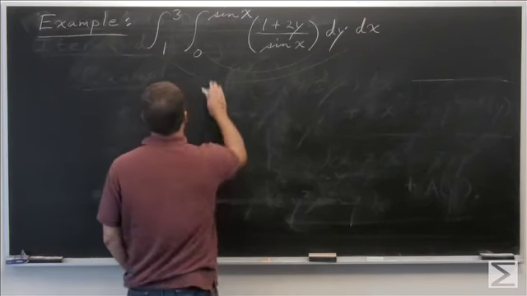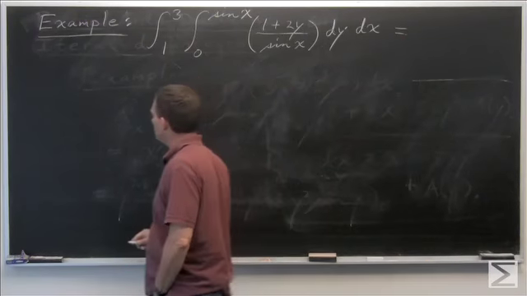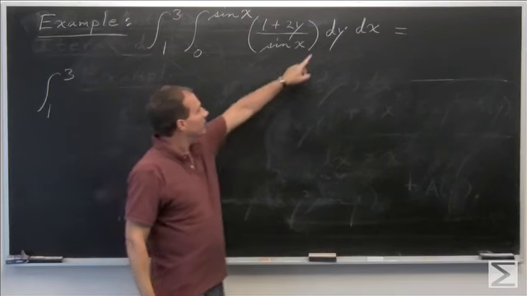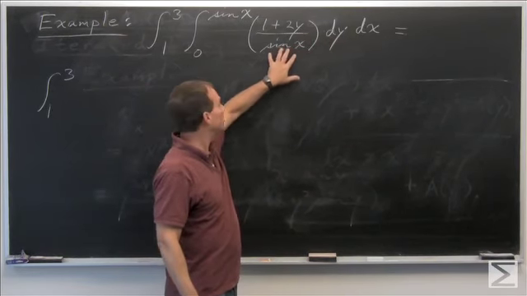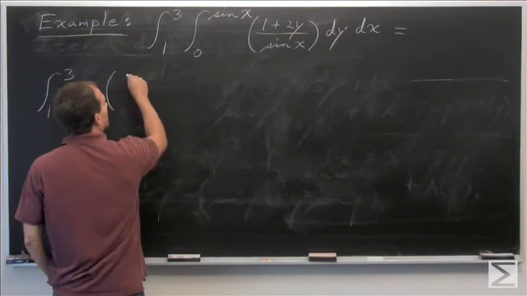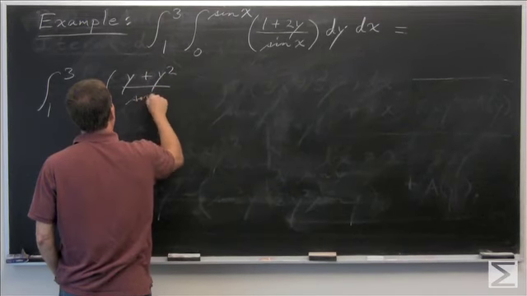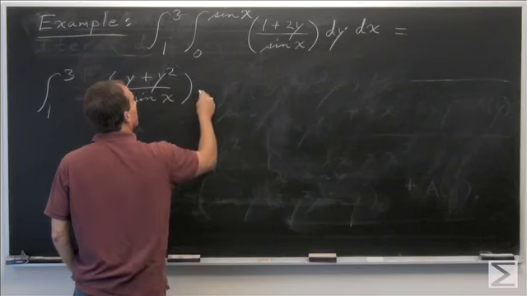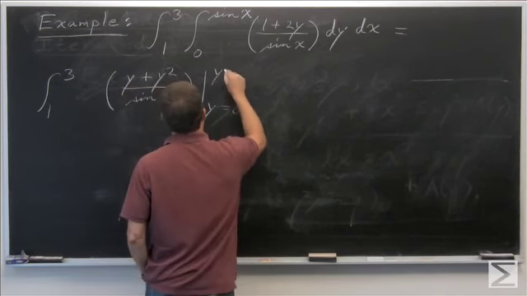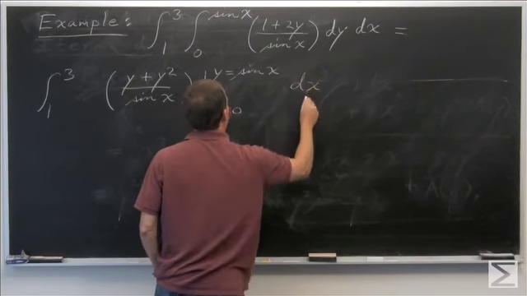So what do you get? Well, you get the integral from 1 to 3. You're integrating with respect to y. So this x is constant, sine of x is a constant. You just get y plus y squared over the sine of x, evaluated as y goes from 0 to the sine of x. And you'll integrate with respect to x after that.